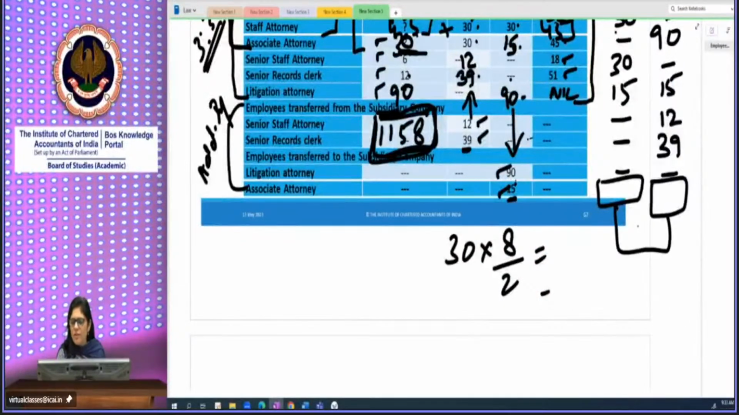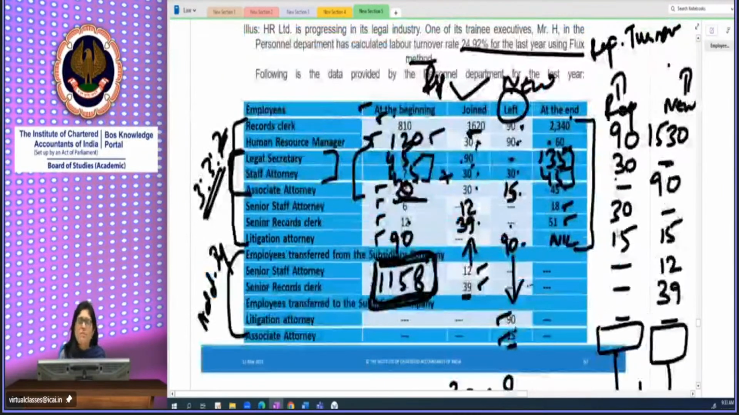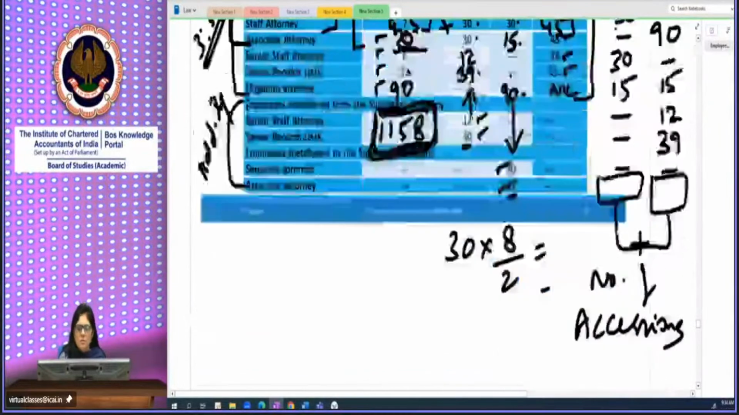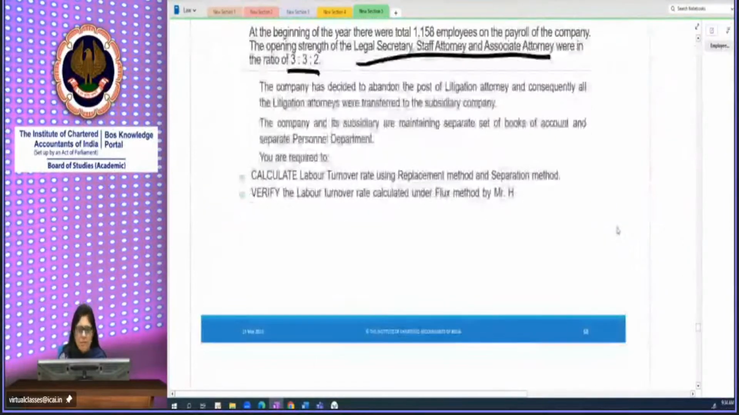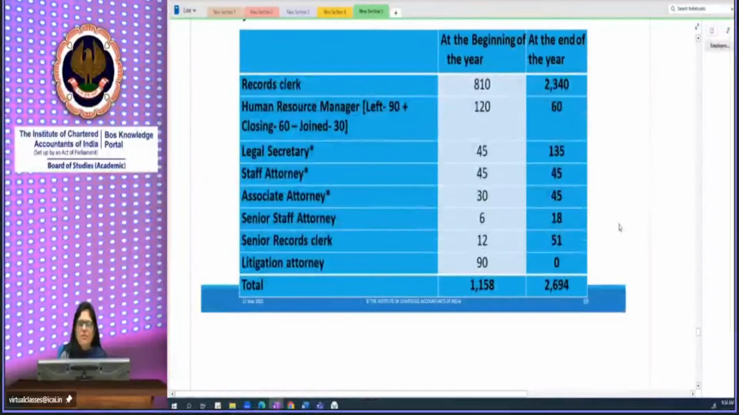Together they form the number of accessions, if we add both of them. So this is how we calculate. This is a very good practice question for employee turnover. All right, good. So let me show you. Yes. So this is the final clean sheet before you.